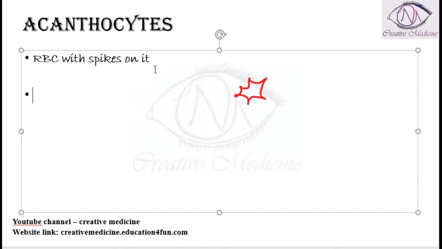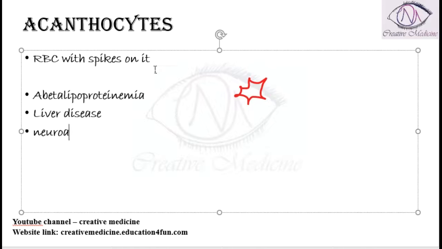Now, these acanthocytes are seen in conditions like abetalipoproteinemia. These can also be seen in liver disease and neuroacanthocytosis. Okay, acanthocytes are RBCs with spikes on them. These conditions include abetalipoproteinemia, liver disease, and neuroacanthocytosis.